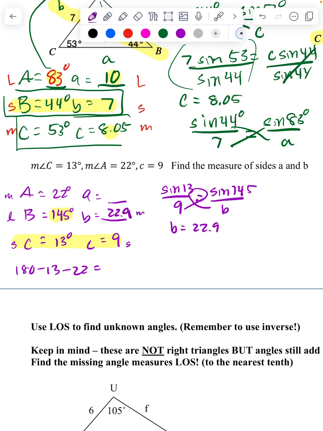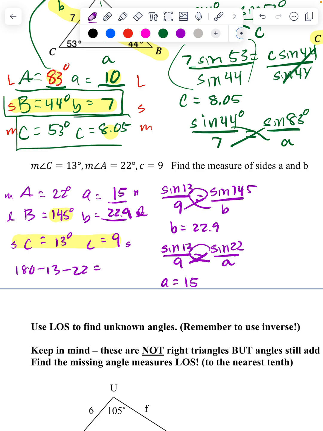Alrighty, so that should be my longest side. Let's go ahead and find side A. So I'm back to the ones that I know. Sine 13 over 9 equals sine of 22 over A. Multiply these, divide by that other. So 9 times the sine of 22, close it out, divide by the sine of 13, and A is 14.98, so that would all round up to 15.